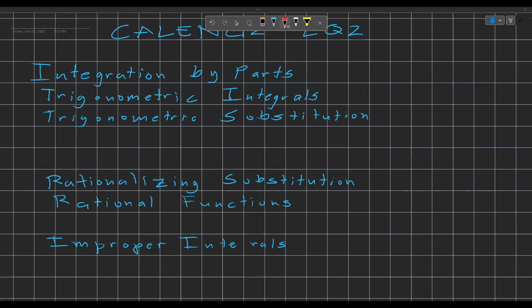Now, this long quiz will comprise the following topics, which include integration by parts, trigonometric integrals, trigonometric substitution, rationalizing substitution, rational functions, and improper integrals. As a short review, we'll briefly discuss these topics. These are the topics included for the second long exam.